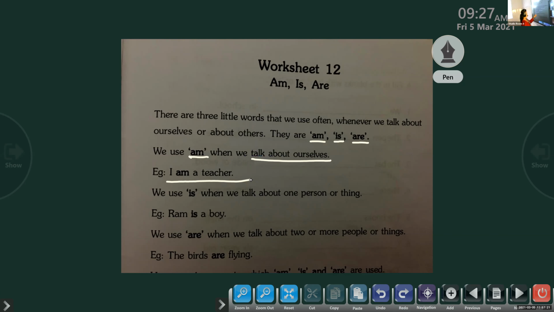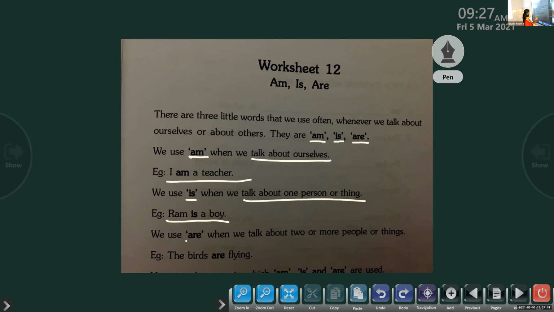Now, the next word is is. We use is when we speak about one person or thing. For example, Ram is a boy. Ram is only one boy, one person. So we will use is when we speak about Ram.